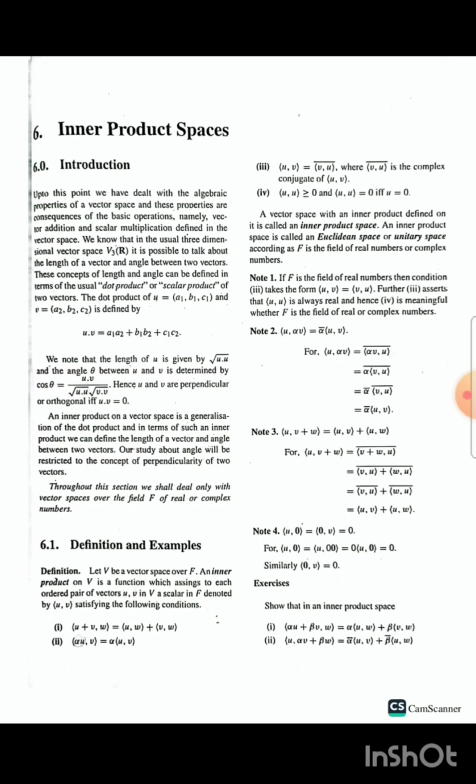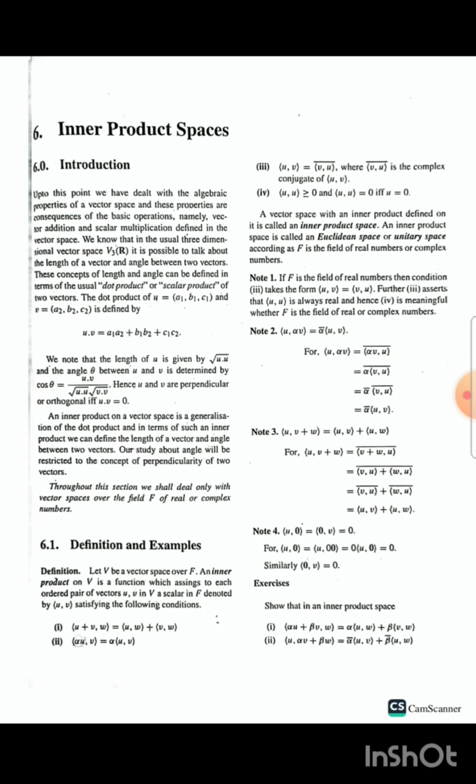If a vector space satisfies these four conditions, we can say that the space is an inner product space, where all the vectors u, v, w belong to the vector space V, and the scalars alpha, beta belong to the field F. Every vector space with an inner product defined on it is called an inner product space. An inner product space is called a Euclidean space or unitary space according as the field is real numbers or complex numbers.